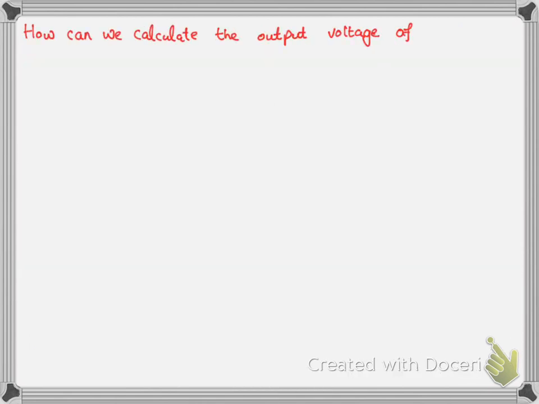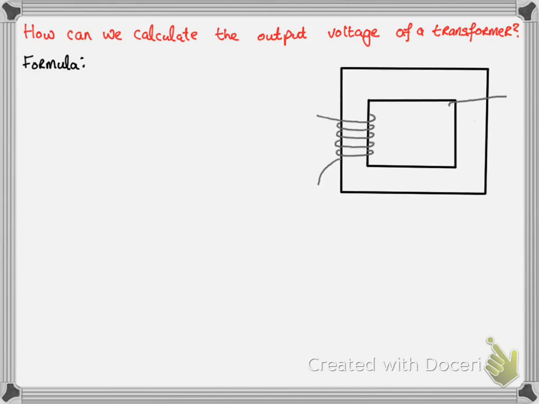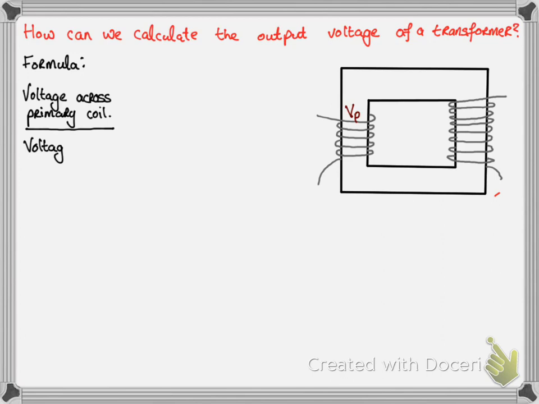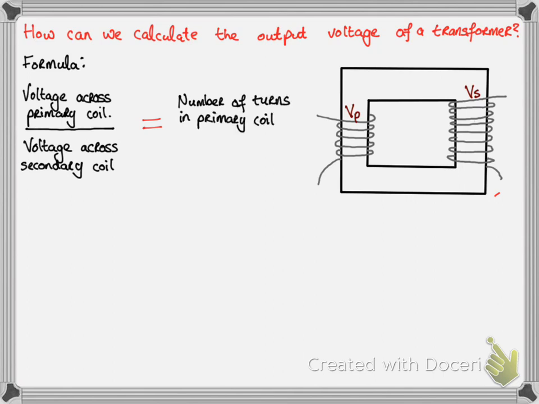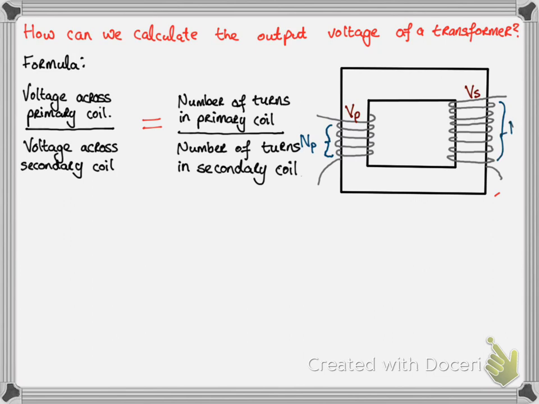From this, we can calculate the output voltage of a transformer. And to do this, we need the following formula. Voltage across the primary coil, Vp, divided by voltage across the secondary coil, Vs, is equal to the number of turns or coils in the primary coil, Np, divided by the number of turns in the secondary coil, Ns. So Vp divided by Vs is equal to Np divided by Ns.